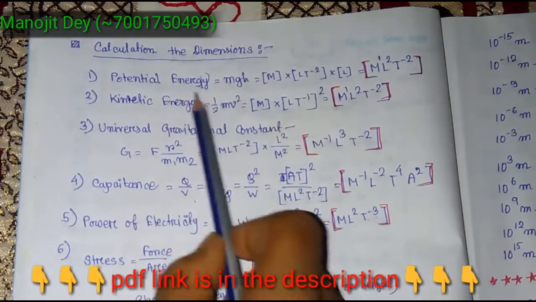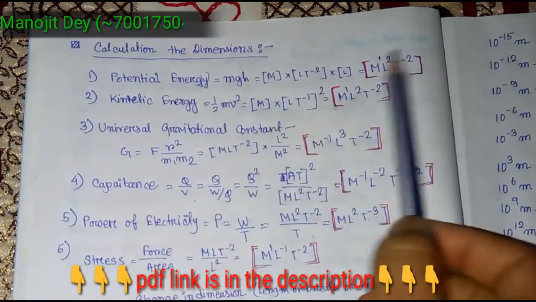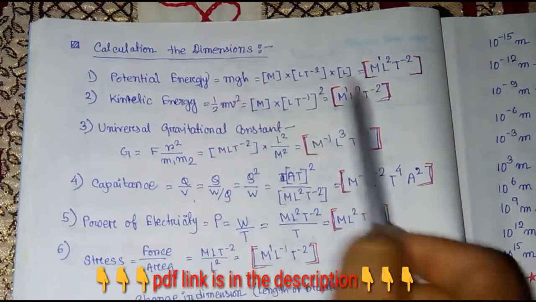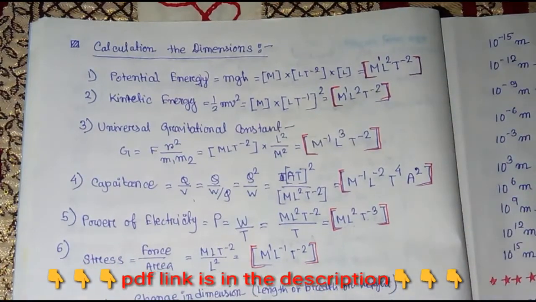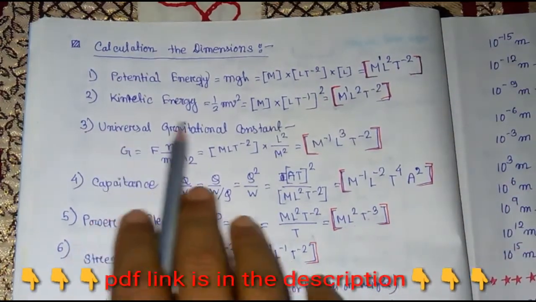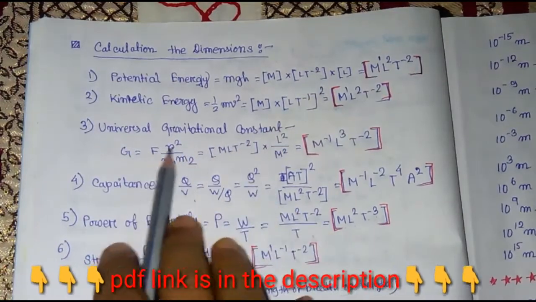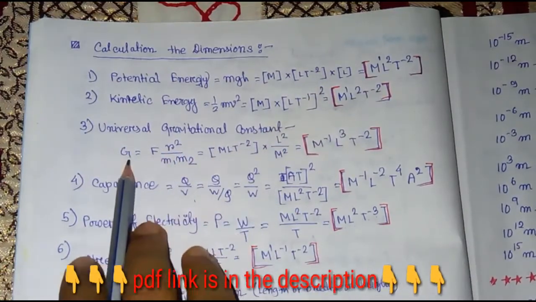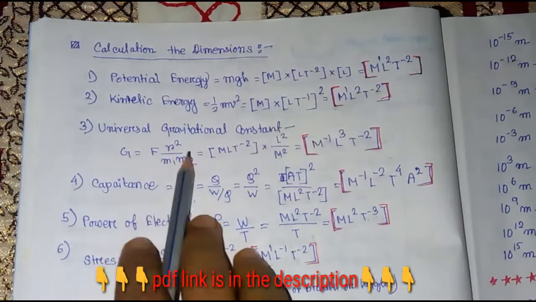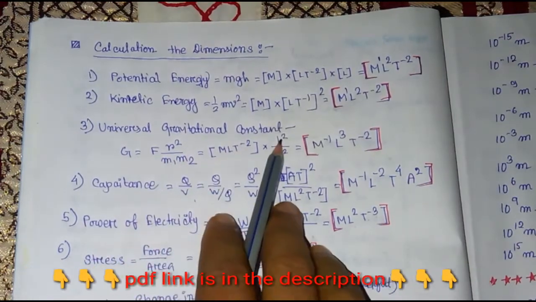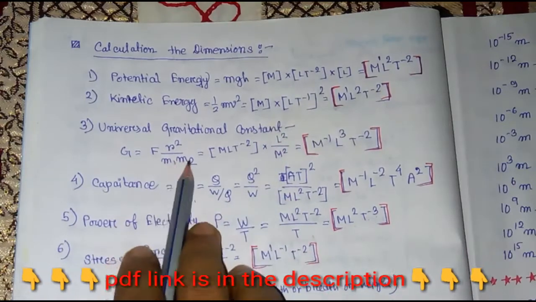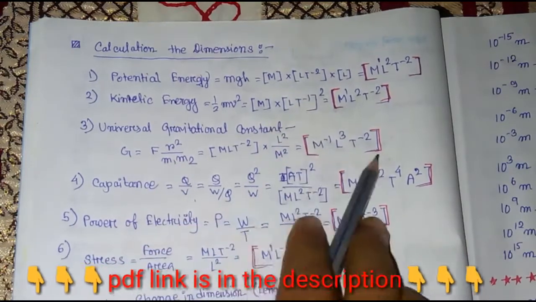Kinetic energy is also energy, so it is equal to the potential energy, or you can calculate with half mv square also. You will get the same answer. Now the universal gravitational constant. You know that force equals G m1 m2 by r square, so G equals F r square by m1 m2. Force dimension is M L T to the power minus 2 and r is L, so L square, and m is m square, so you get this.